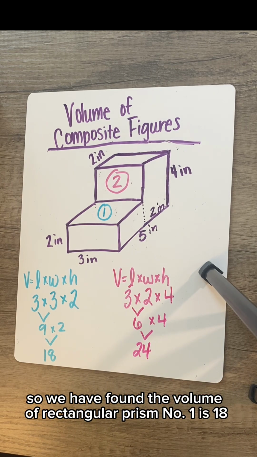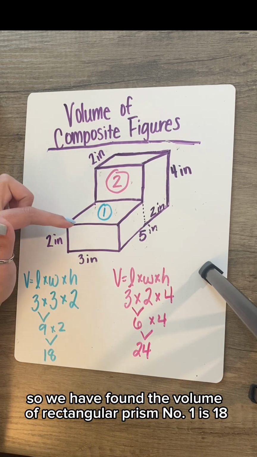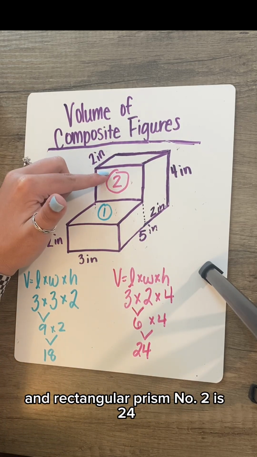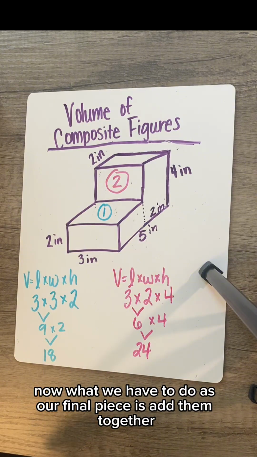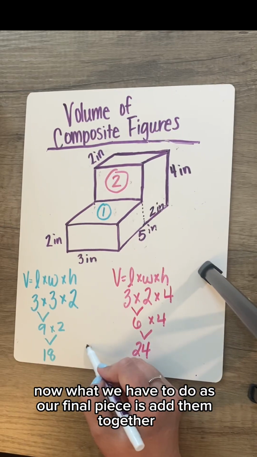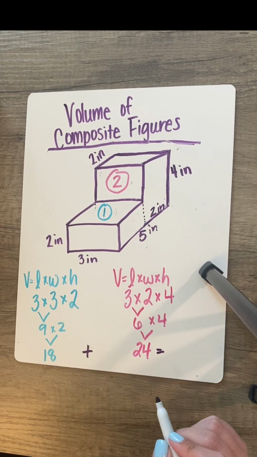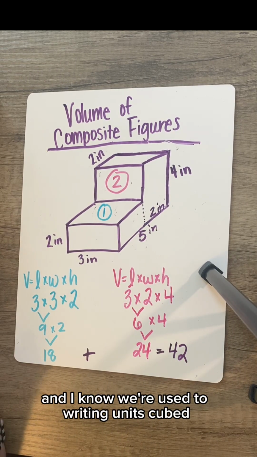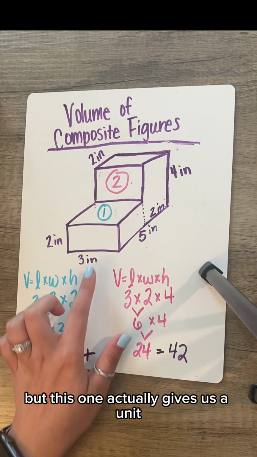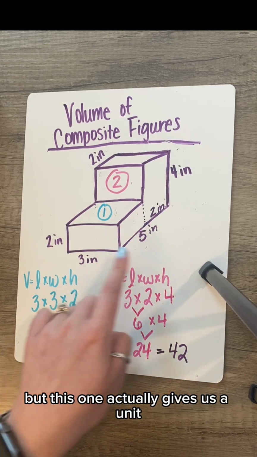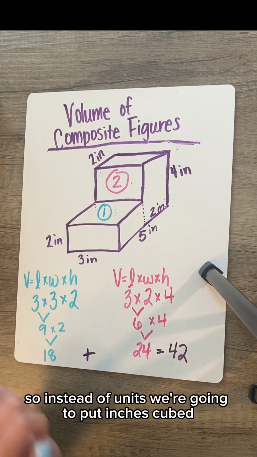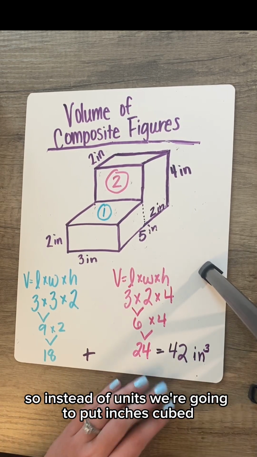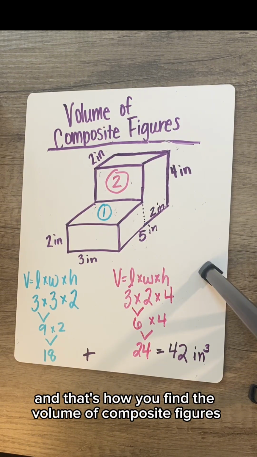So we have found the volume of rectangular prism number 1 is 18 and rectangular prism number 2 is 24. Now what we have to do as our final piece is add them together. When we add them together, we get 42. And I know we're used to writing units cubed, but this one actually gives us a unit. So instead of units, we're going to put inches cubed. And that's how you find the volume of composite figures.